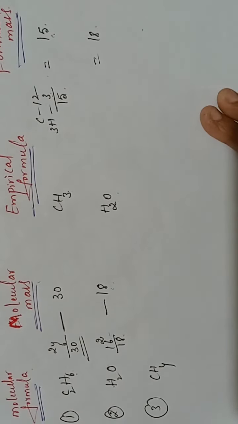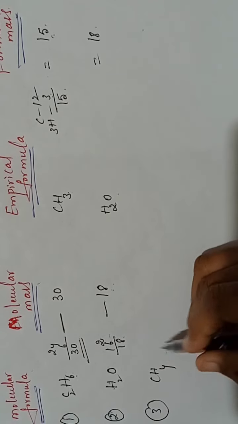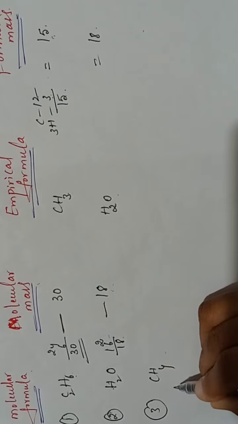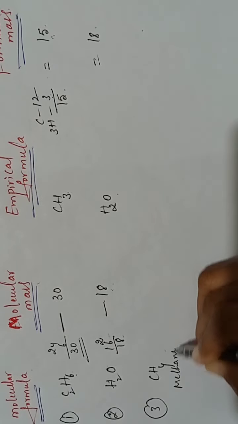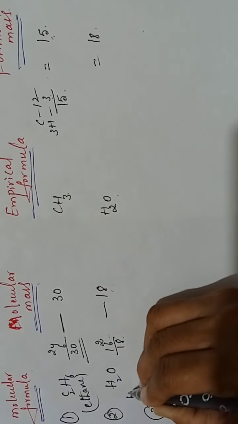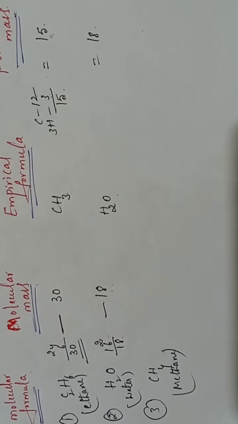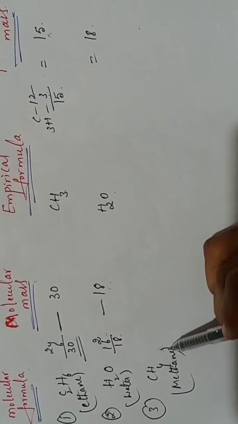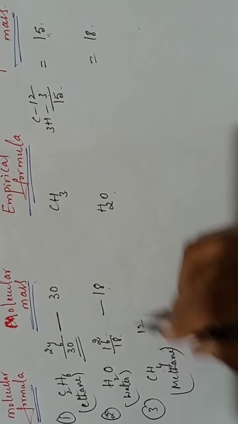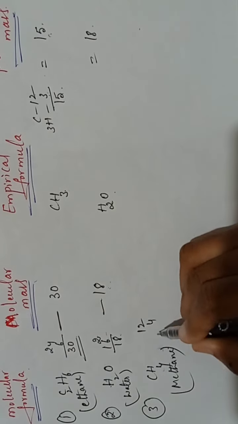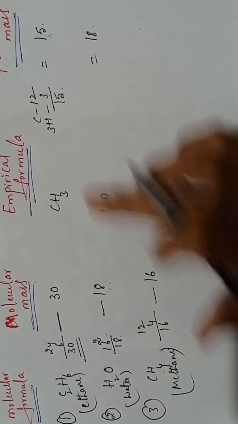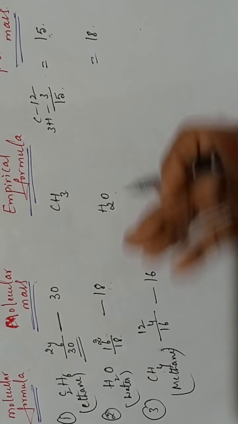Now see, students, last example, CH4. What is the compound name? Methane. Okay, this is ethane, this is water, and this is methane, CH4. How many carbons? 1 carbon, atomic mass 12, and 4 hydrogens are there. 12 plus 4 is 16. So the molecular mass is 16. CH4 we cannot write in a simpler form.